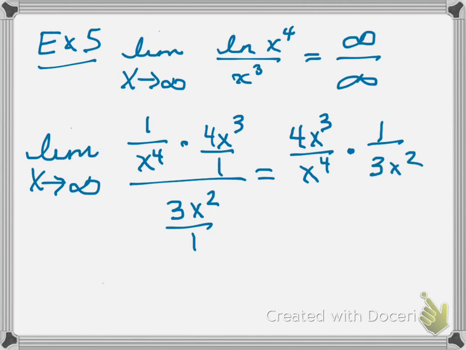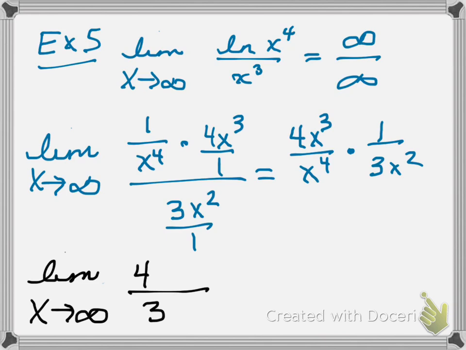So let's see, basically I have a 4 on top, a 3 on the bottom, I have 6 x's on bottom and 3 x's on top. So if I simplify that, I'll end up with a limit as x approaches infinity of 4 thirds with an x cubed in my denominator.